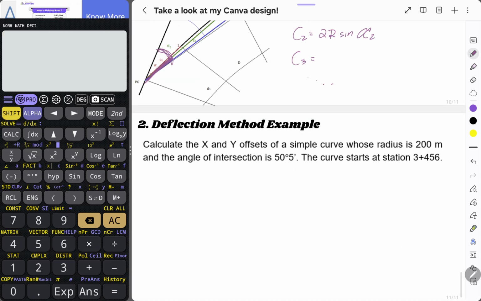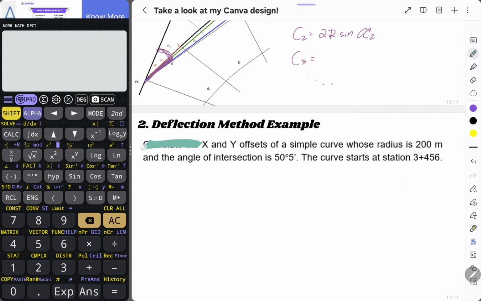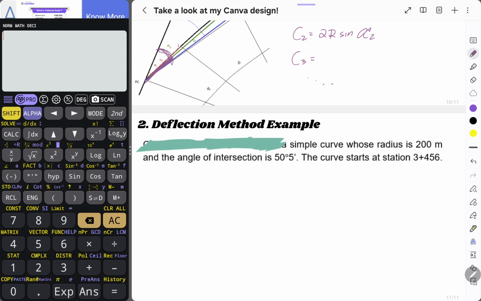So, example, gamitin natin yung example kanina. Pero, hindi na siya offset. So, yung simple curve daw, meron daw tayong radius na 200, tapos yung blah blah blah niya. So, syempre, na-solve na natin kanina si D1, which is, ano ulit yung value ni D1 natin? 1,845.39. Big D natin is 543.46.93.